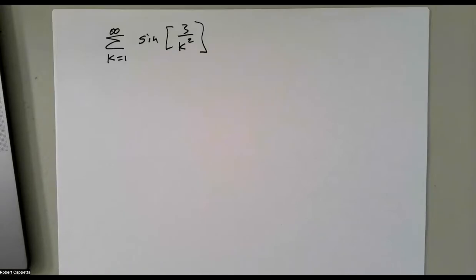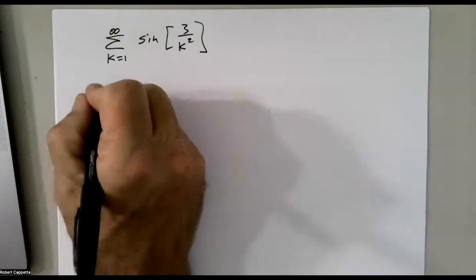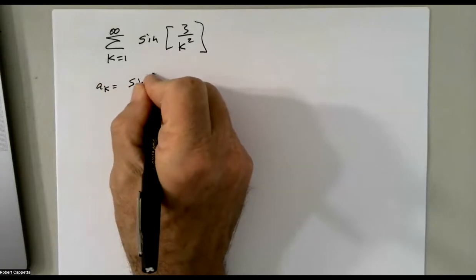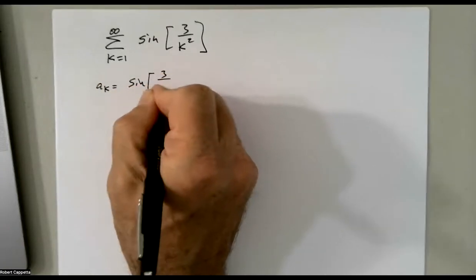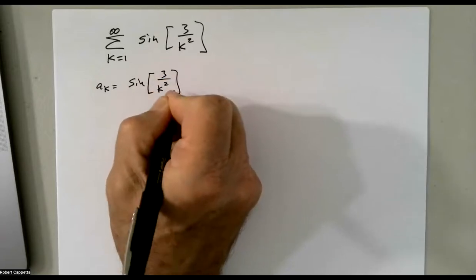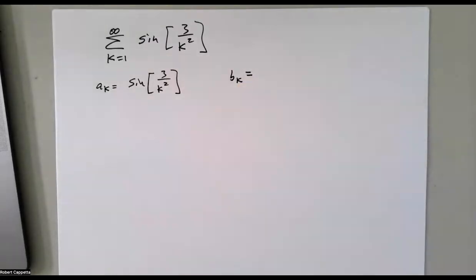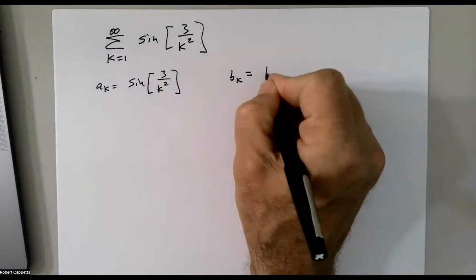We want to look at the sum as k goes from 1 to infinity of sine of 3 over k squared. So our a sub k is sine of 3 over k squared. Typically, we want to use the limit comparison test with a p series. So what would your choice be there? What do you think? What's our best option for b sub k? Well, I'm going to use 1 over k squared.